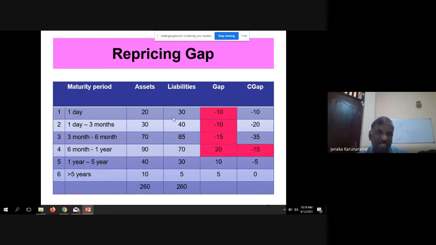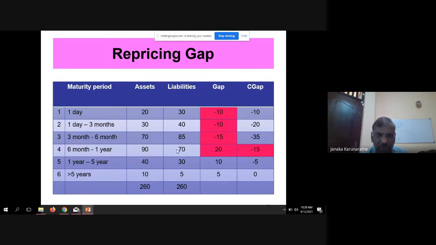So in this example, you have rate sensitive assets of 20 during the next 1 day period, and rate sensitive liabilities of 30, so your gap is negative. Now CGAP means the cumulative gap. 30 minus 40, you have negative 10, this negative 10, and this negative 10, so negative 20. Then 70 minus 85, negative 15, this minus 20 plus this minus 15, cumulative negative 35.